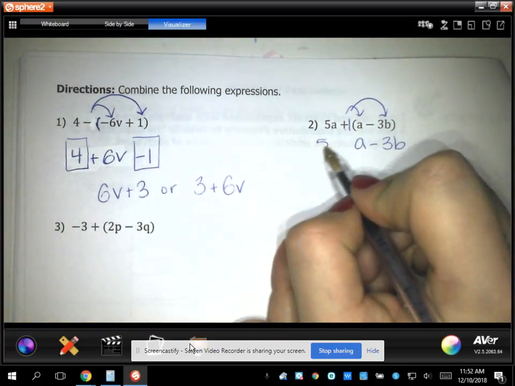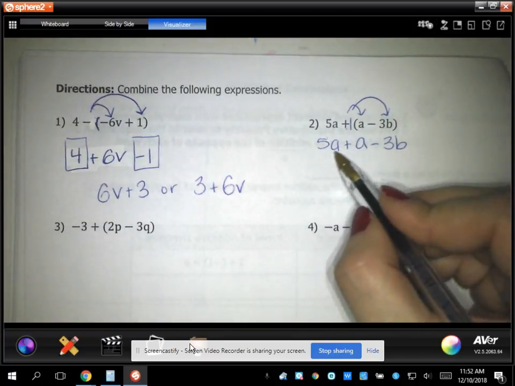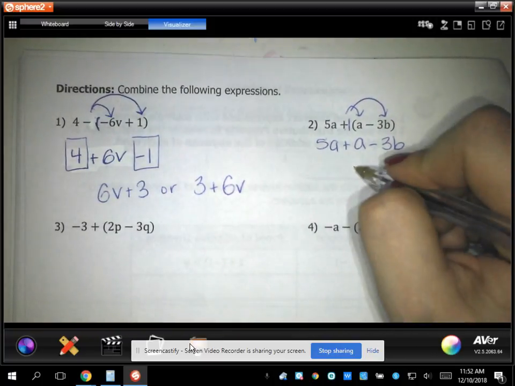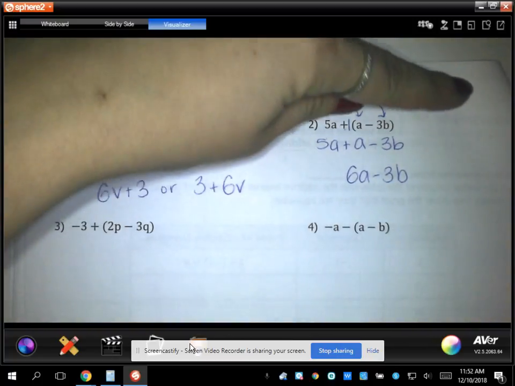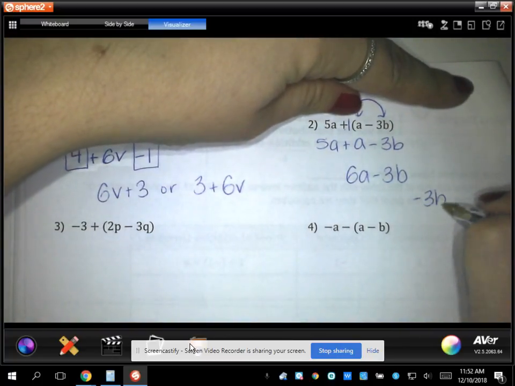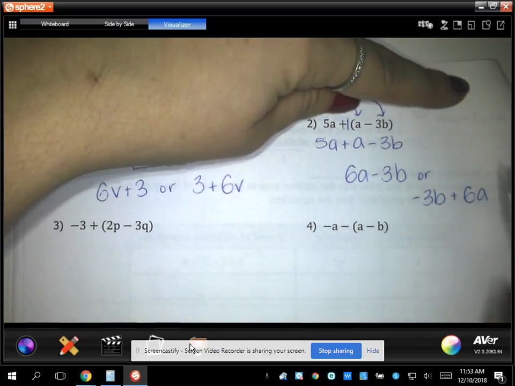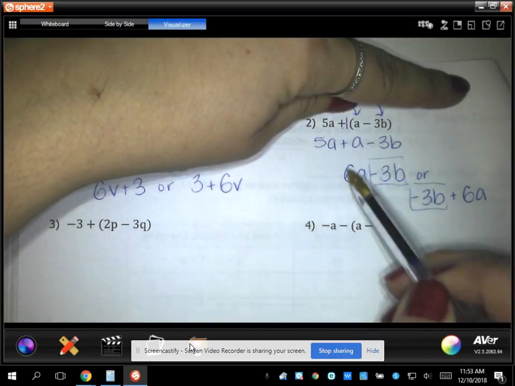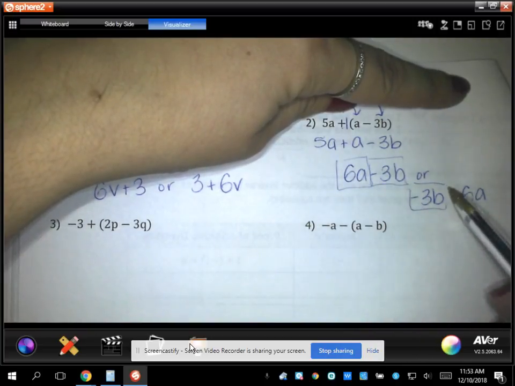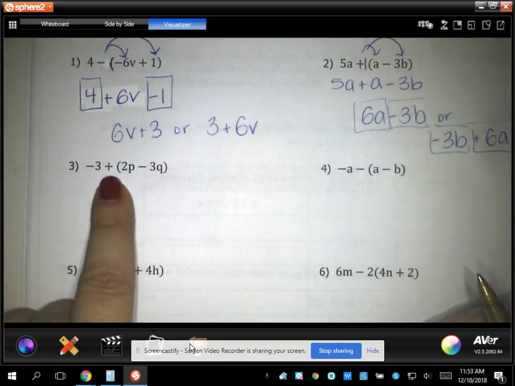So I have 5a plus a minus 3b. I can combine like terms. 5a plus a is 6a minus 3b. I could also write this as negative 3b plus 6a, because in both cases, the 3b is negative, and in both cases, the 6a is positive. All right. Again, when it's a plus sign, you do not need to distribute.